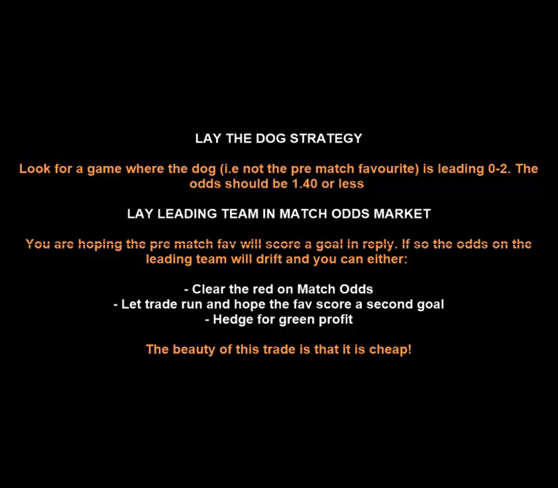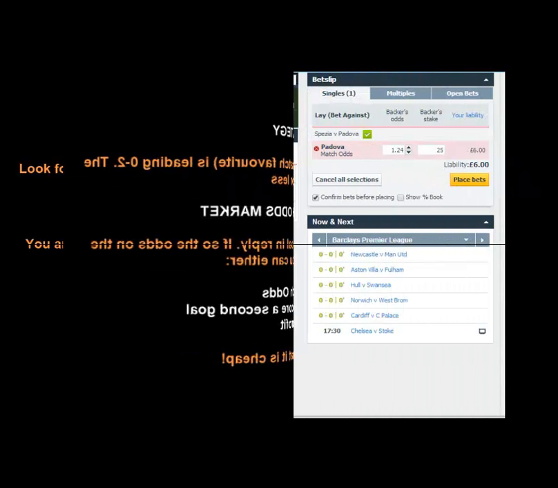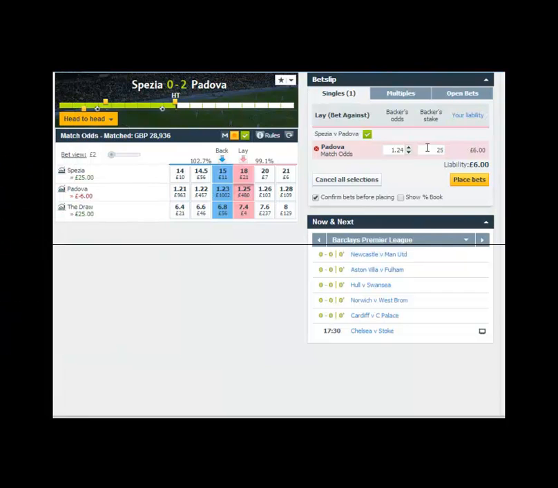If the underdog, i.e. the team that's not the pre-match favourite, is leading 2-0 or 0-2, then we can lay that team, assuming that the favourite are likely to get back into the game, which often does. And the great thing about this trade is that it's quite cheap, because you're laying in the match odds at sort of 1.4 or even lower.